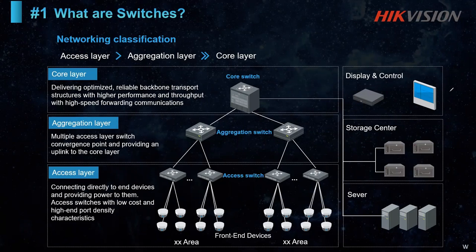First, looking at the access layer, the switches that are being used in the access layer are mostly connected to the front-end devices like cameras and computers. Likewise, those devices are the ones that are normally connected to these access switches, and normally these switches are low-cost switches and they have high port density as well.